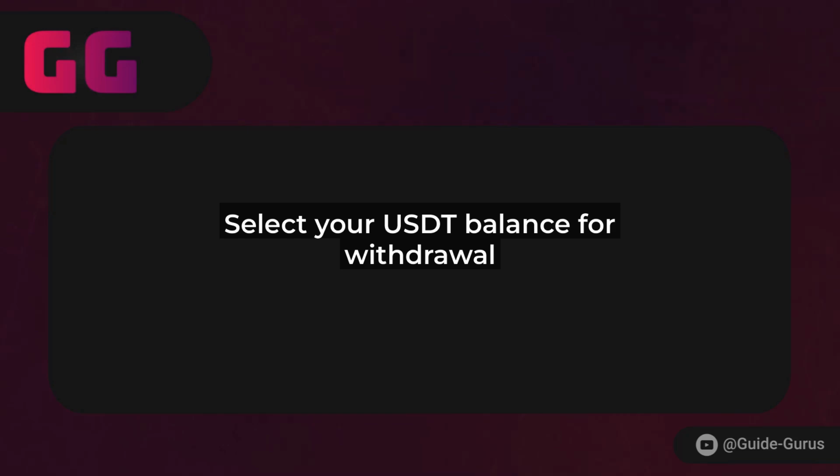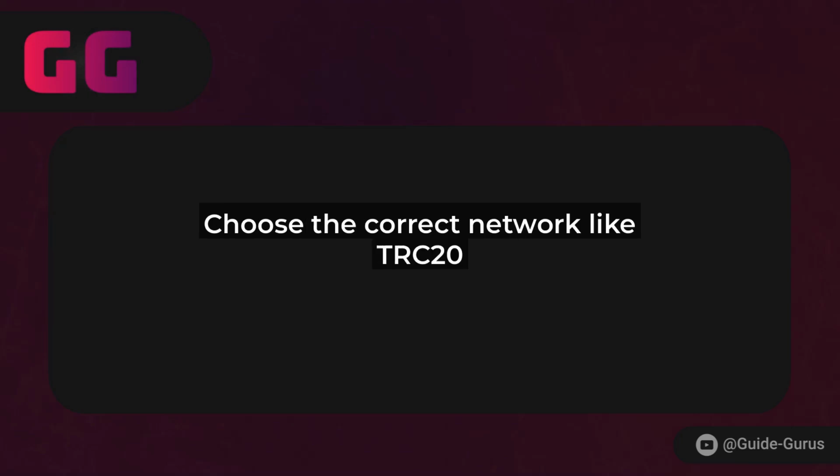Step 3. Select USDT and click on the Withdraw button. You'll need to choose the right network, like TRC20 for faster and cheaper transactions, but always confirm what's best for your receiving wallet.